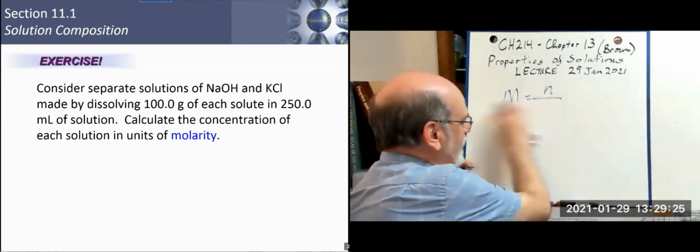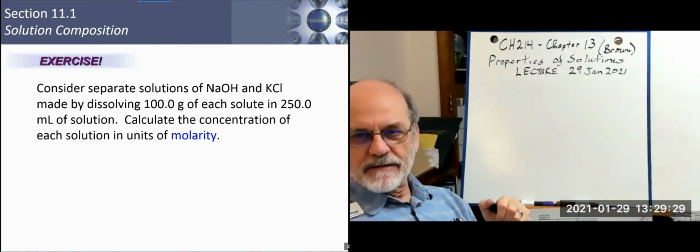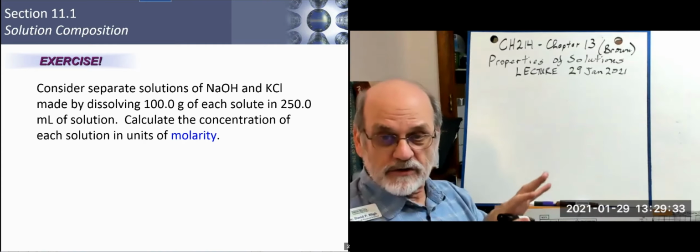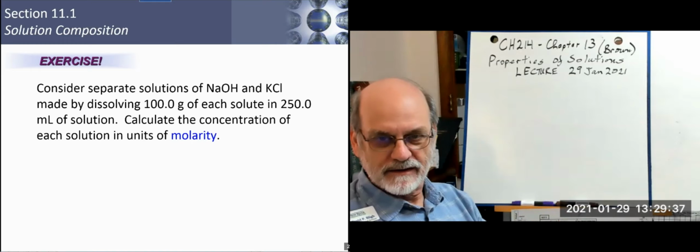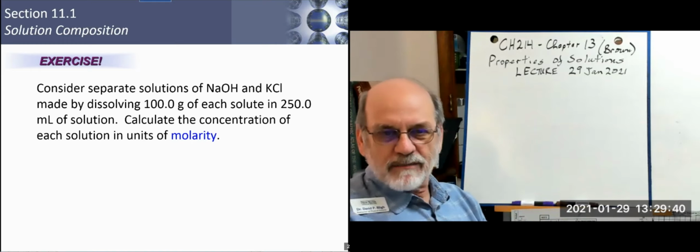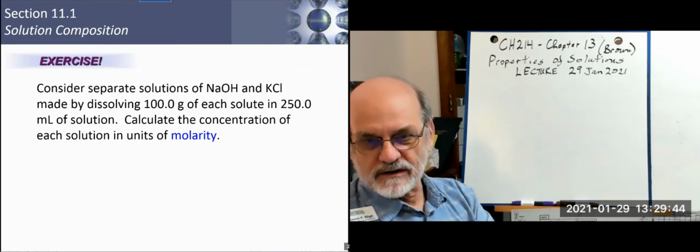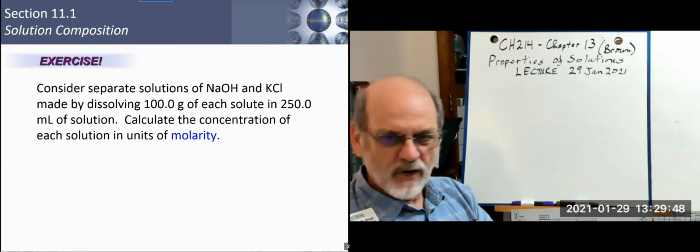Okay. So let's say you have 2 separate solutions of sodium hydroxide and potassium chloride, and you make them by dissolving 100 grams of each in 250 milliliters. What's the molarity of each one? So how do we do that?